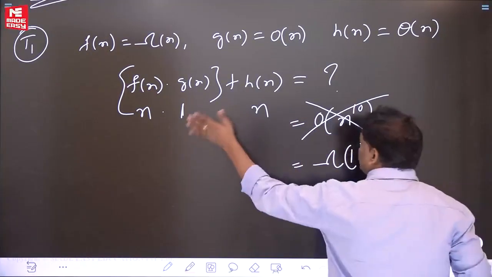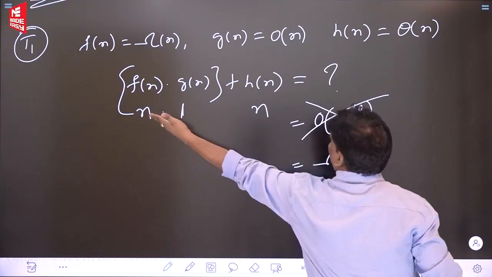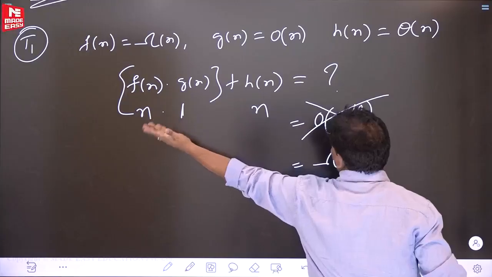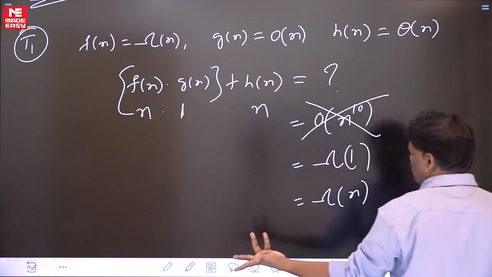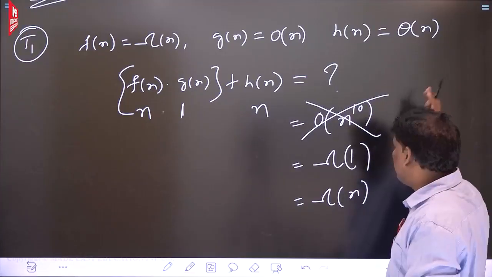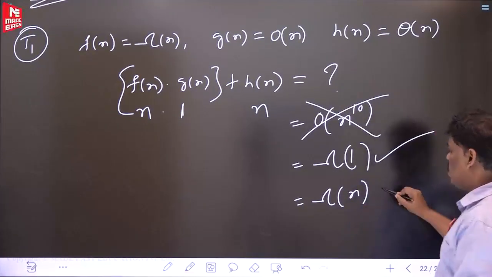Some people are asking, sir, is n power 10 possible on this side or not? Yes, this may be n power 10. Sometimes it may be n power 10 also: n power 10 into 1, n power 10 plus n power 10. Yes. So you cannot write an upper bound, you can write a lower bound. This is also correct.